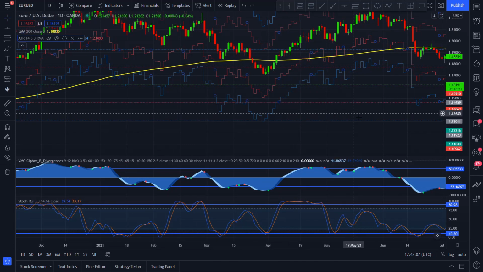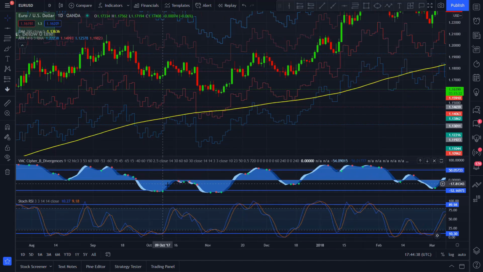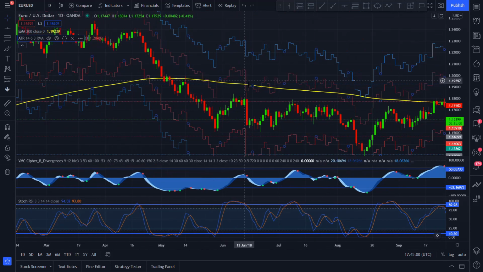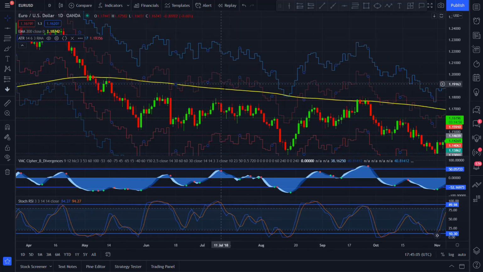Let's look for a long entry where that happens. As you can see, here we get a green dot printing under the 0 line. And if you take a look down on the stochastic RSI indicator, you can see that the red line is under the 10 line. So it's going to be a valid long entry. And if we want to take a short position, here, as you can see, the price is under the 200 EMA. We get a red dot above the 0 line, and one of the stochastic lines is above the 90. So it's going to be a valid short entry right there.